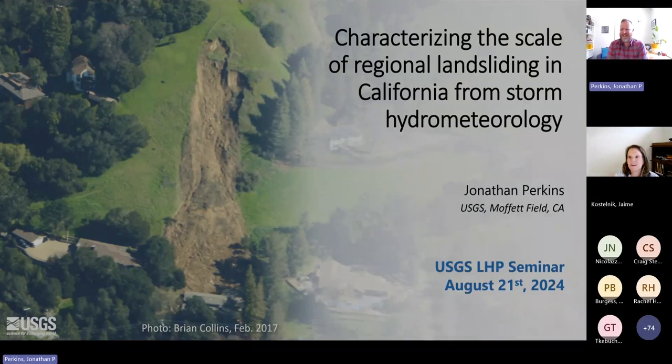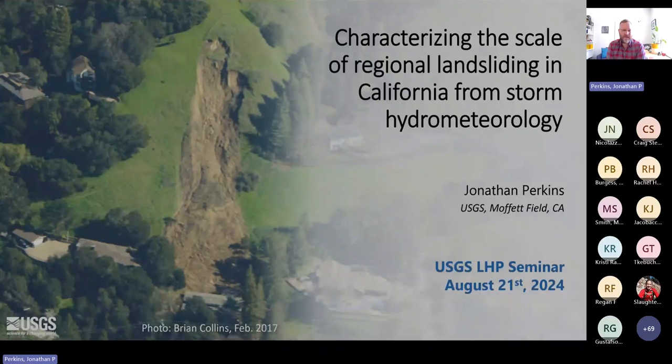Well, thanks, Jamie, so much for that nice introduction. Hi, everyone. I'm John Perkins, and the work I'm going to talk to you about today is recently published, or currently published as a preprint, in the EGU journal NHESS. The title of that work, which I've slightly modified here, is Characterizing the Scale of Regional Landsliding in California from Storm Hydrometeorology, which is a bit of a mouthful. But hopefully by the end of the talk, you can see how we've woven these pieces together.